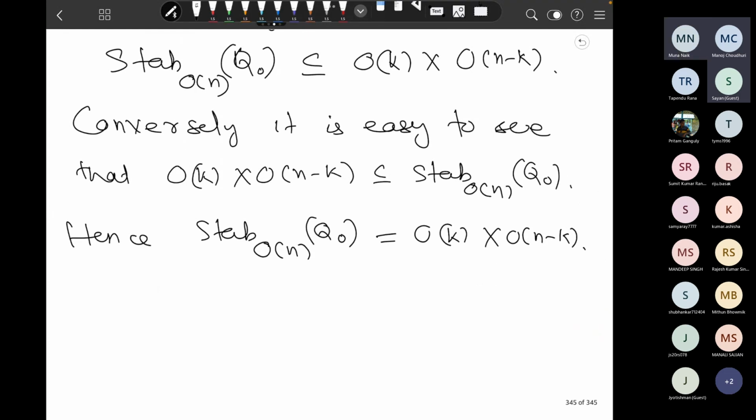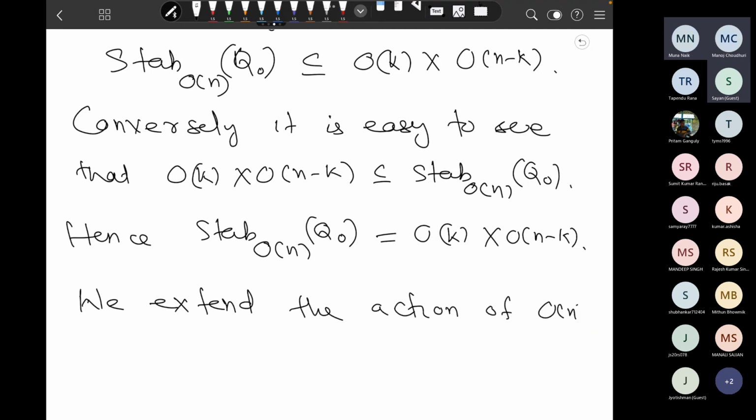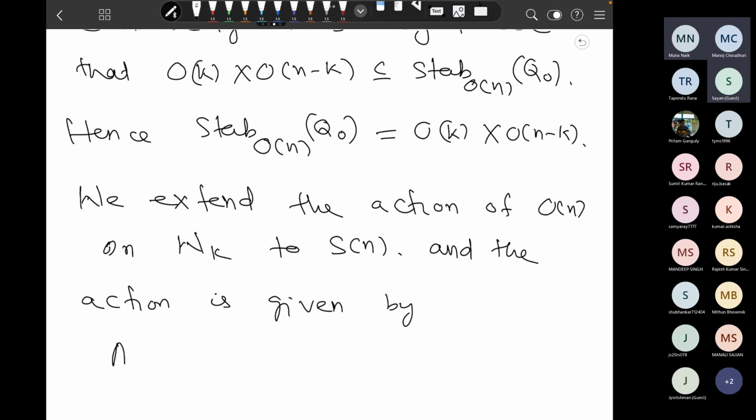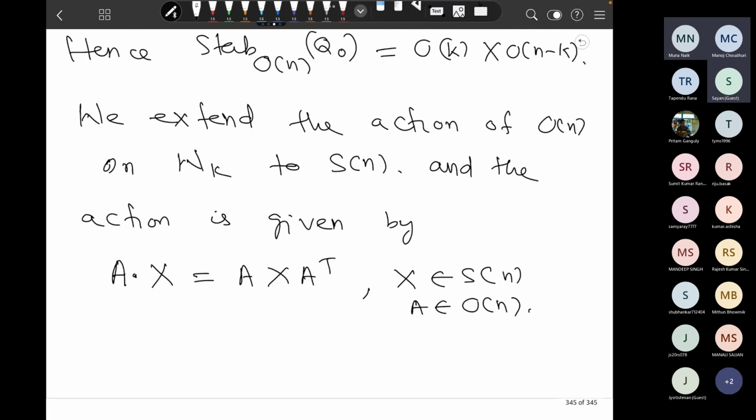Now we extend the action of O_N on W_k to S_N. What is the action? The action is given by A dot X equal to A X A transpose, where X belongs to S_N and A belongs to O_N. This is a matrix multiplication, and the vector spaces are there. This is clearly a smooth group action.